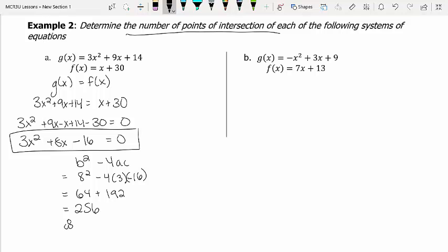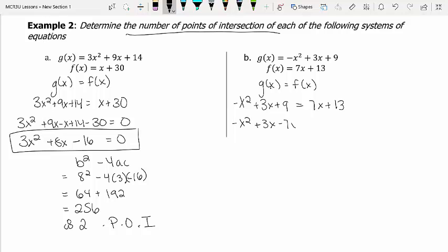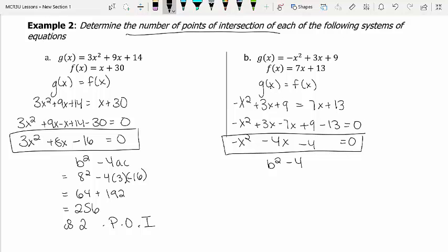Now let's use our discriminant to figure out how many solutions we have. Because we got a value greater than 0, we know that there are going to be 2 points of intersection. As soon as that discriminant is greater than 0, it means there's going to be 2 points of intersection. Let's try this one. We'll set g at x equal to f at x. We'll solve this. Now let's use our discriminant to find out how many solutions there's going to be. Because our discriminant was equal to 0, that means there is only 1 point of intersection.